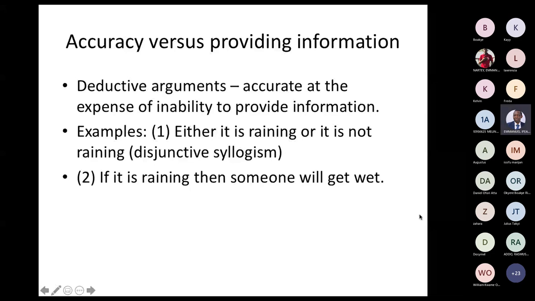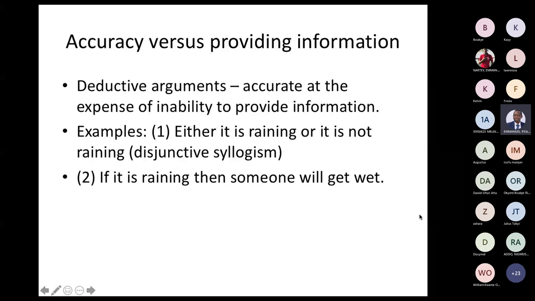Now, let's begin here. Deductive arguments are accurate at the expense of the inability to provide information. So deductive arguments are accurate, but they are not good at providing information. Now look at these examples. Either it is raining or it is not raining, which is a disjunctive syllogism. Does this statement tell you whether it is raining? It doesn't. When you see that statement, you have not found out if it will rain or not. You still need to look for information about whether it is going to rain.